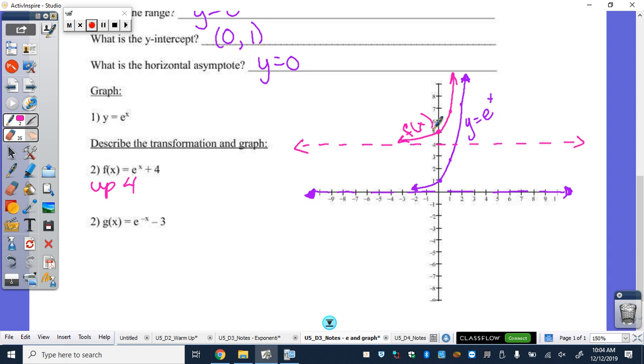And then which way would that second one go? You have to flip it over the y-axis and then go down 3. I always move my asymptote first and then my y-intercept, because if I flip my y-intercept over the y-axis, it's in the same exact spot. So then I just move it down 3.